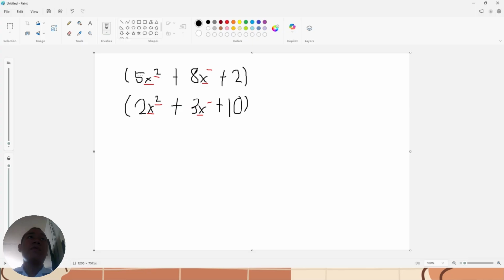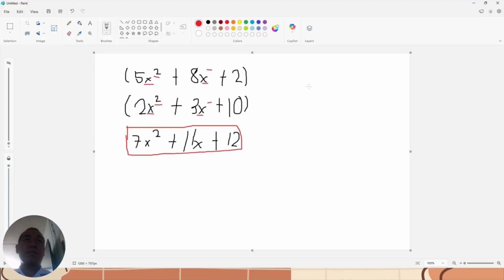So 5x squared plus 2x squared is 7x squared. Then copy 8x plus 3x, you get 11x. For 2 plus 10, you get 12. That is an example of addition.